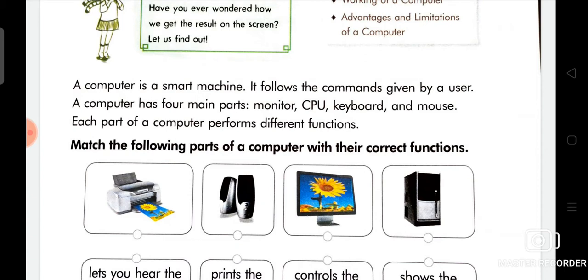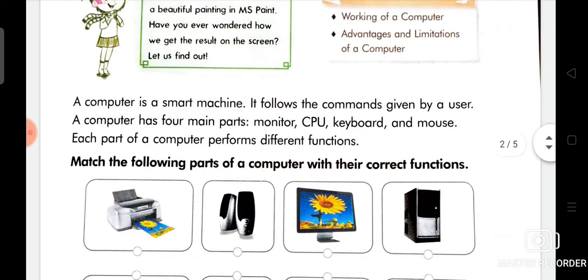In your previous class you already learned about the monitor, CPU, keyboard and mouse, but still we will learn about the monitor. A monitor looks like a television. It can display words, and a monitor is also called a visual display unit, VDU. What is the full form of VDU? It's visual display unit.